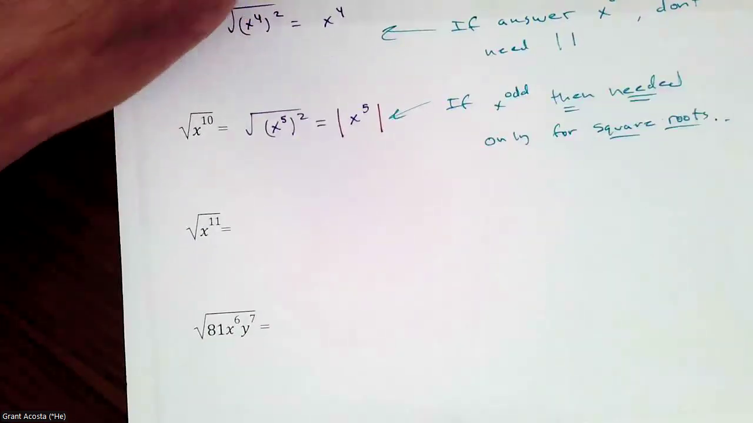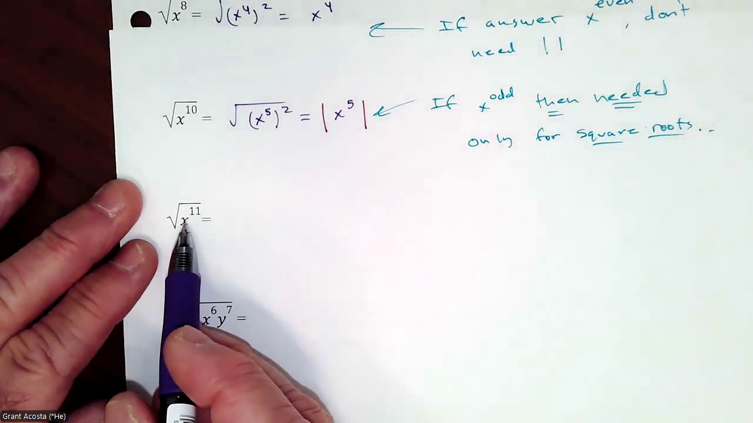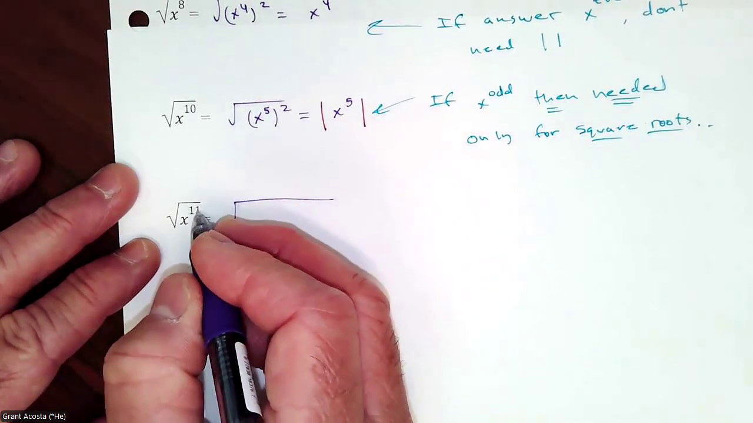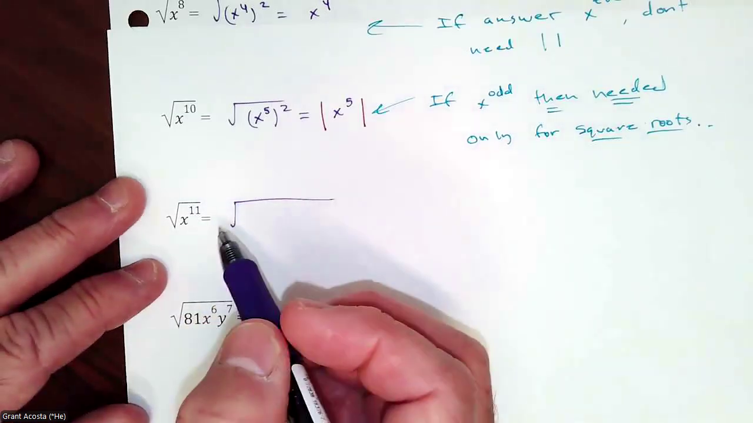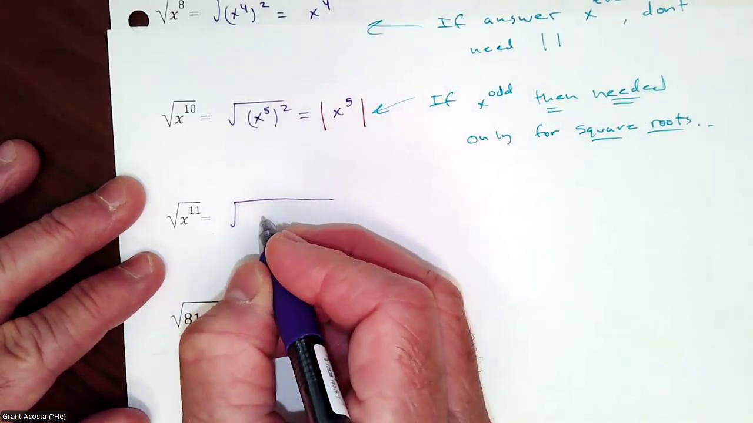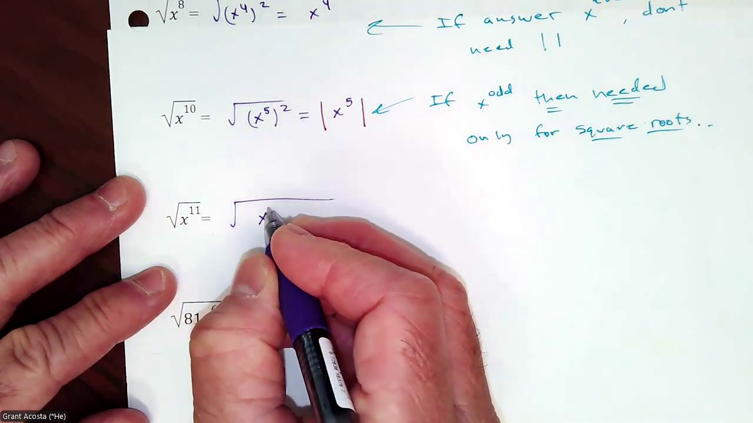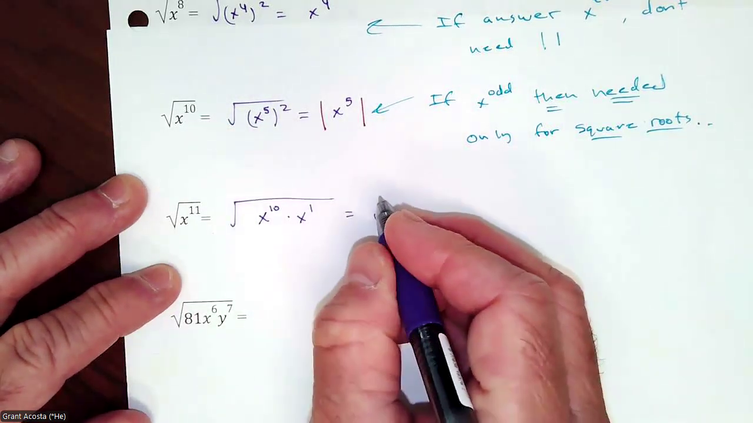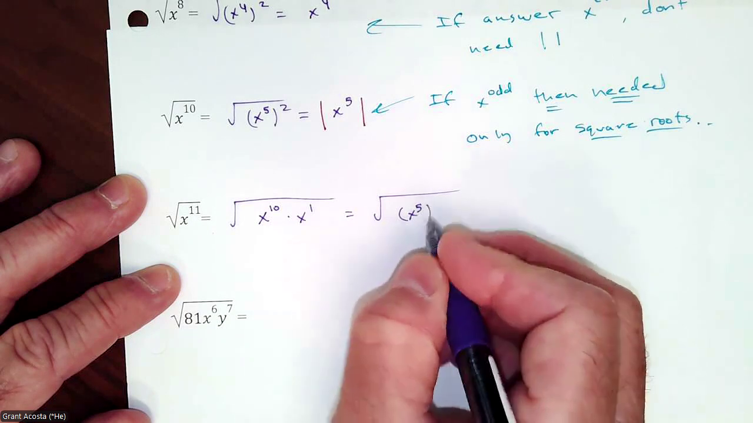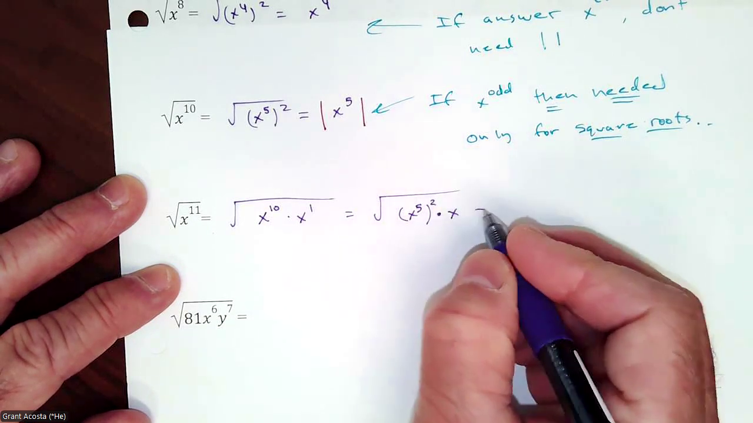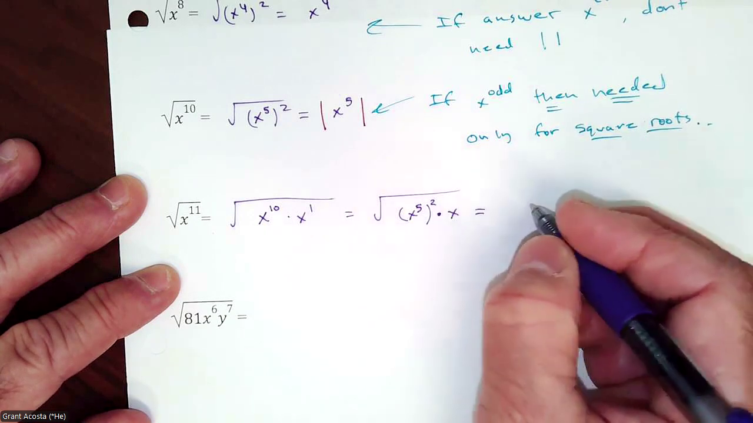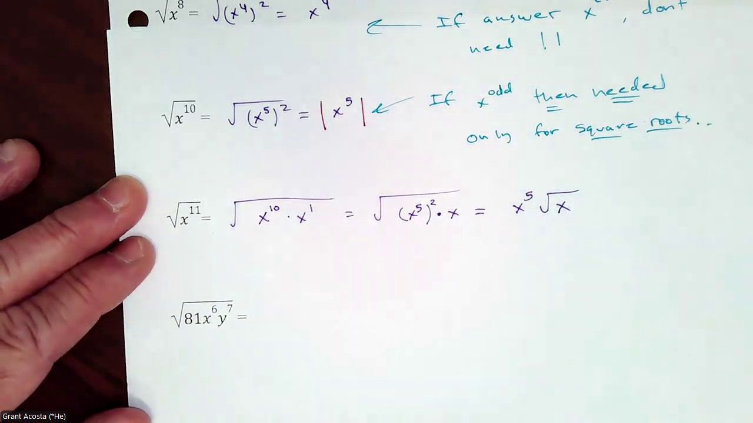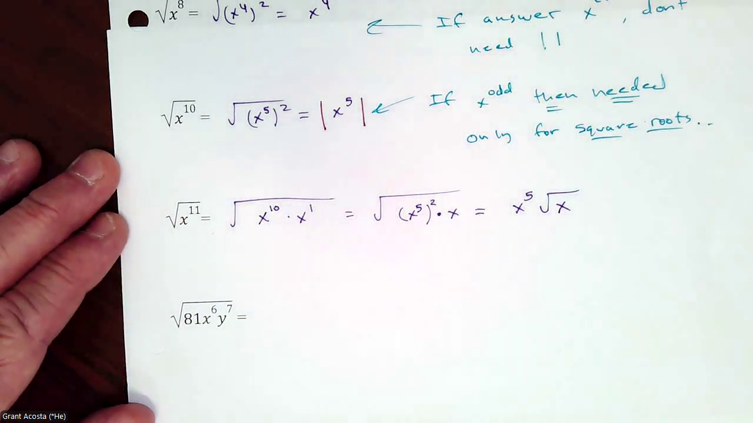Now that said, what if we don't have a perfect square inside? How do we handle that? With x to the 11th, I could force it to be a perfect square, but then I'd deal with a fraction. If I want to simplify this, I would make this x to the 10th times x to the 1st, because I just saw up here that I could write x to the 10th as x to the 5th squared times x. The square root of something squared comes out as x to the 5th. Now this is not a perfect square, so that's going to stay inside the root. I would have x to the 5th times the square root of x.